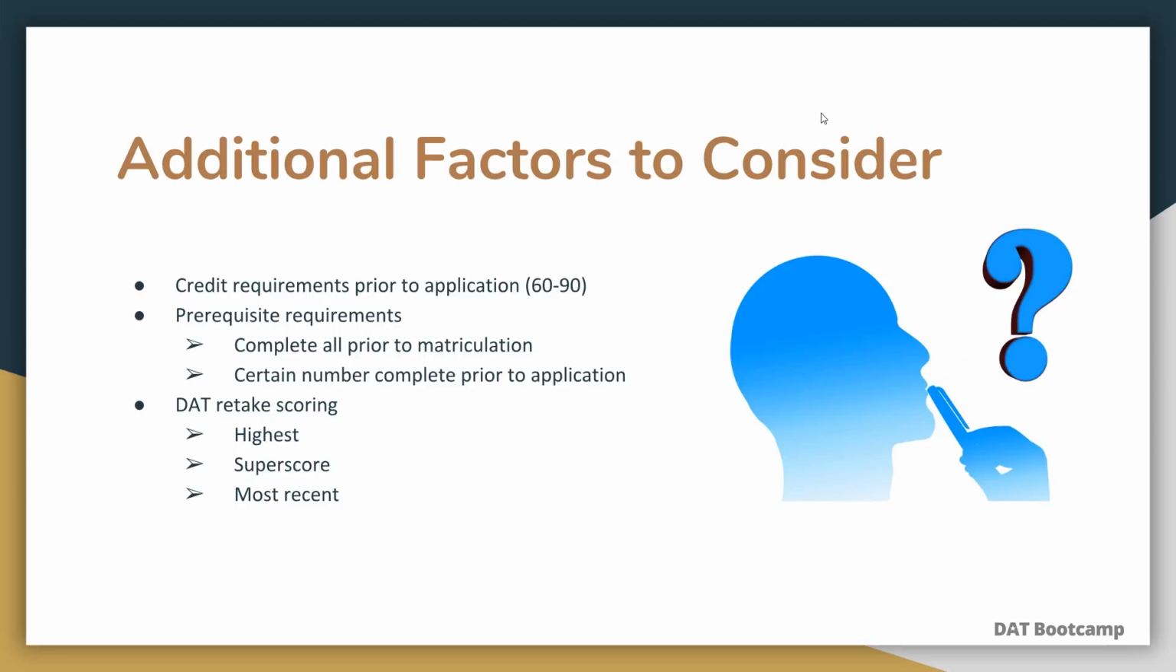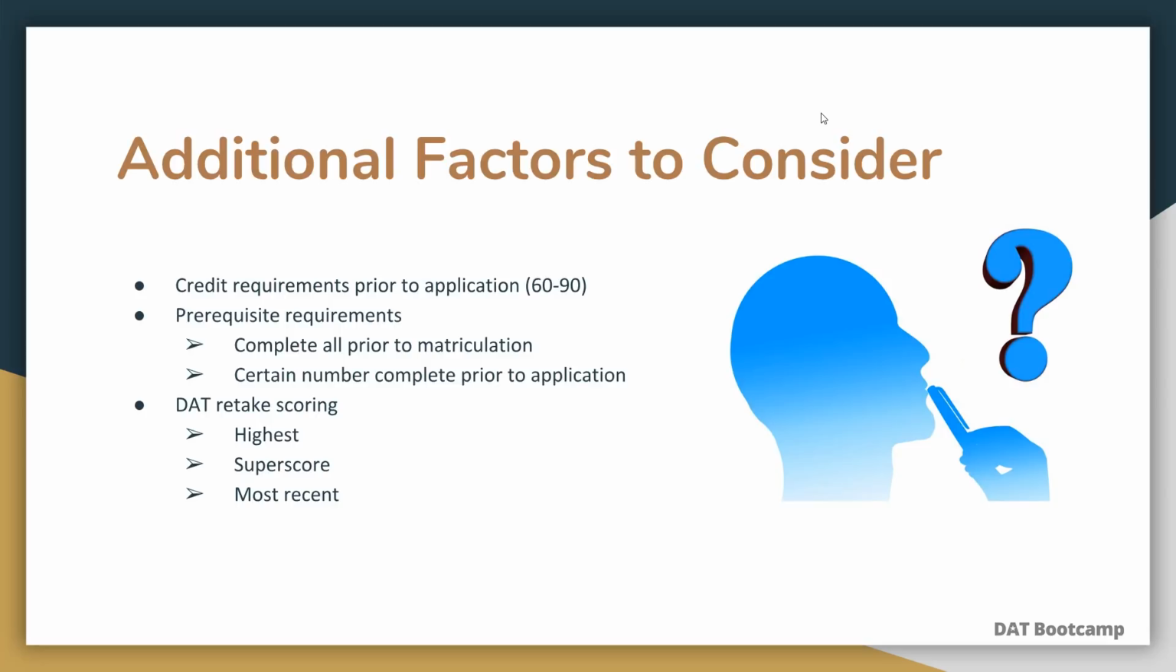Also consider how they grade DAT retake scoring. Do they just look at the highest score? Do they do a super score? What this means is that they take your highest score from each section over all attempts. So if in the biology section you got an 18, 19, and then a 22, they're going to take the 22, and that can obviously work in your favor. Do they look at the most recent score, regardless of whether it's the highest or the lowest?